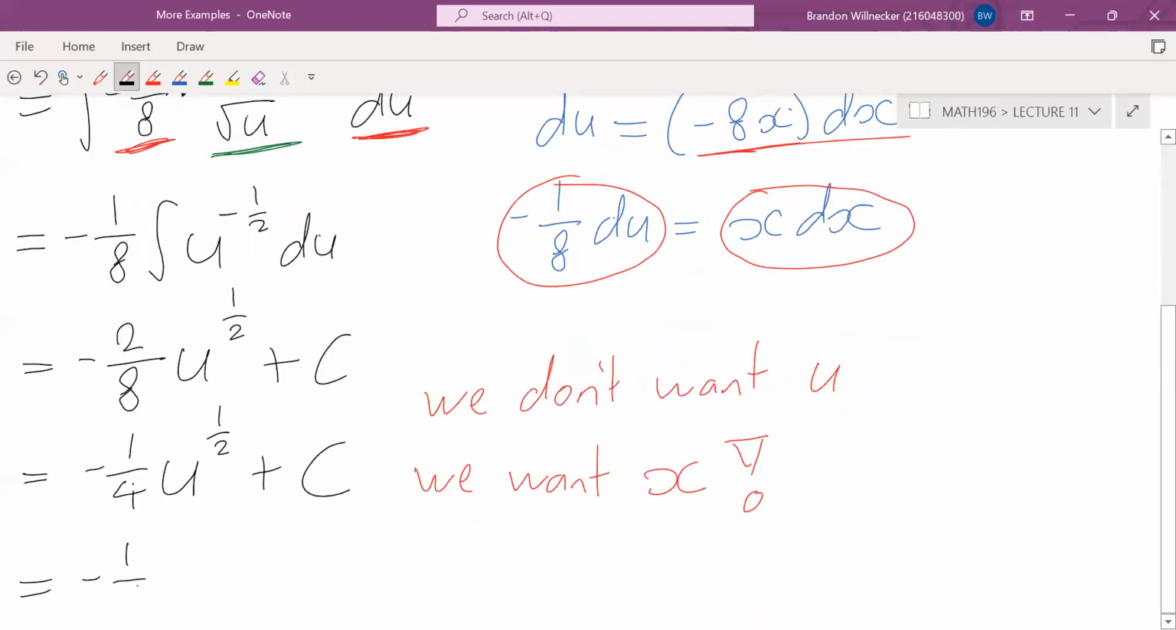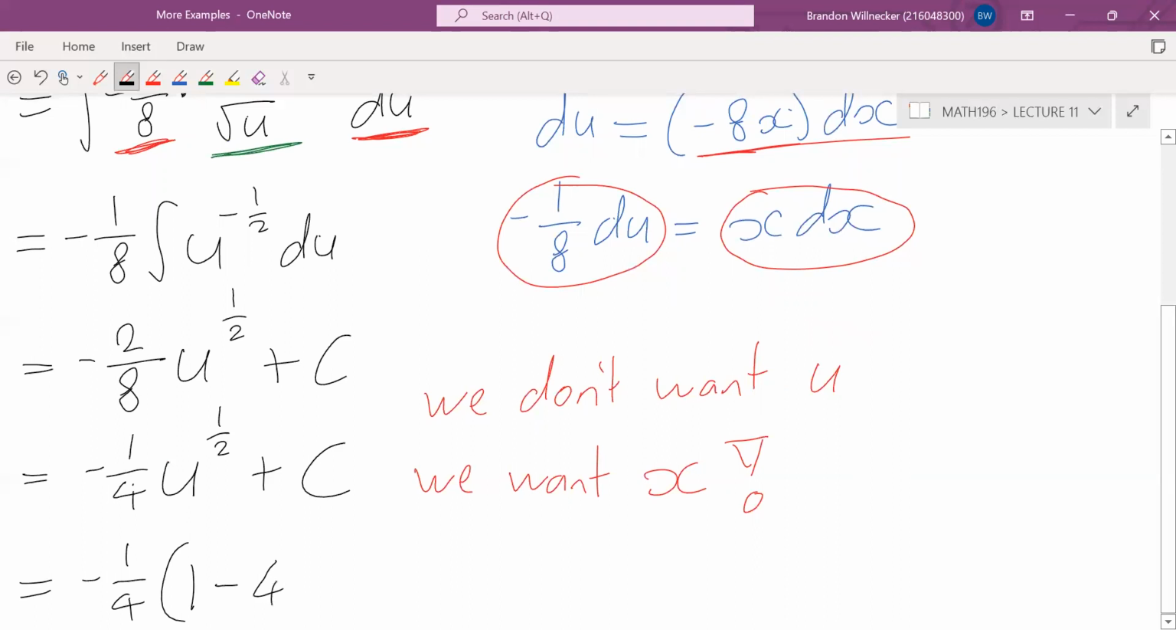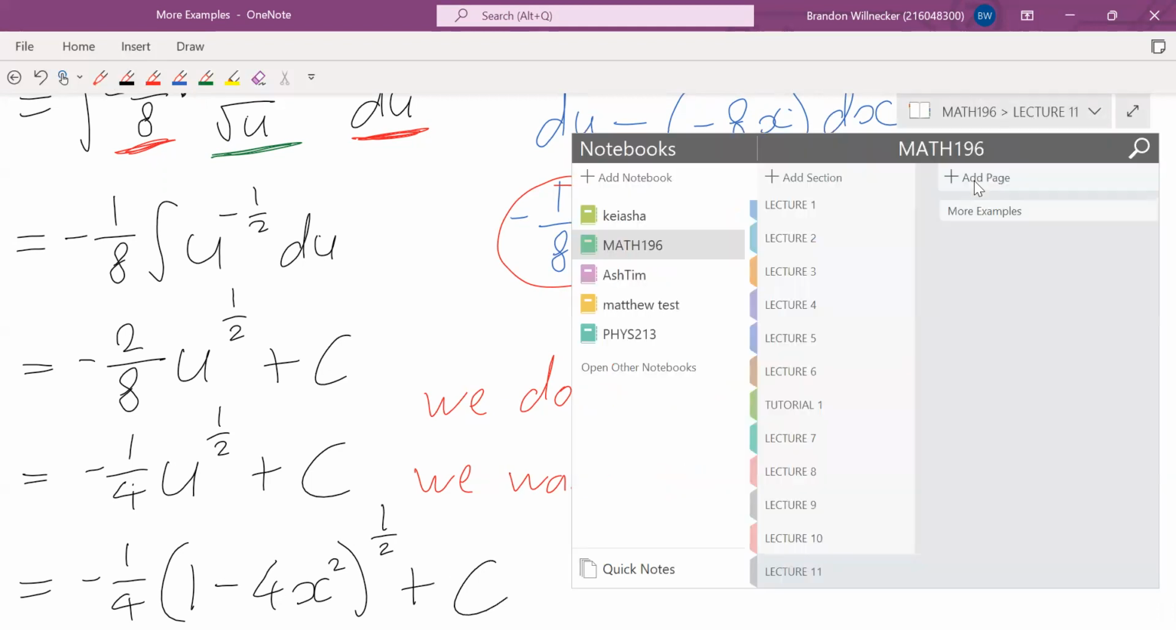So we're going to have minus 1/4 times, what is u? u is 1 minus 4x squared, to the half plus c. So we see that everything is now in terms of x, which is exactly what we wanted. Okay, let's have a look at another example.